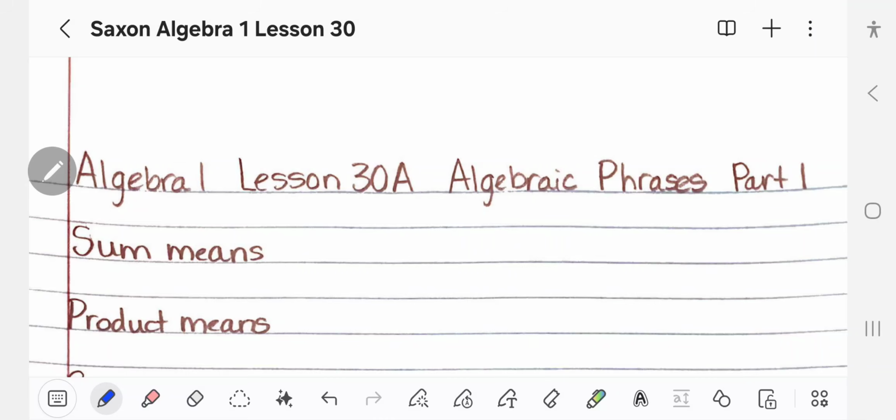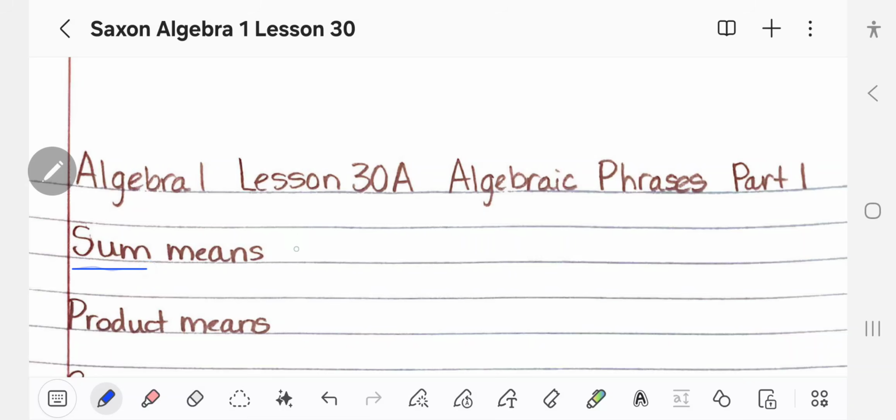This is Algebra 1, Lesson 30A, Algebraic Phrases, and this is Part 1. In this lesson, we're going to learn how to take verbal phrases and turn them into algebraic expressions or equations. And so there are some code words that we need to know what they mean.